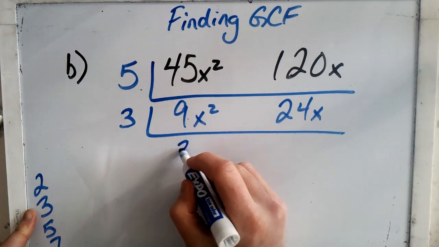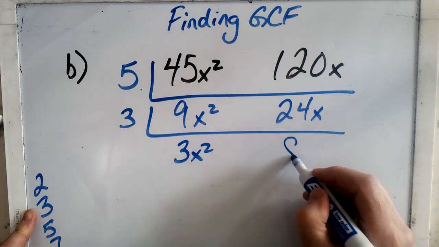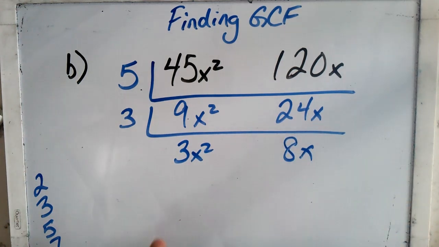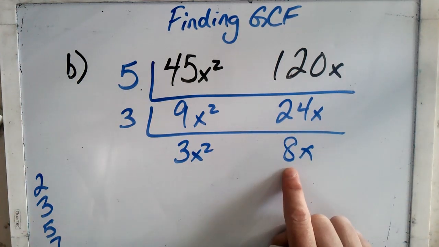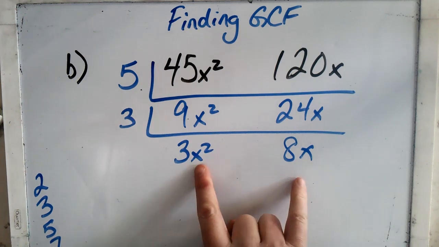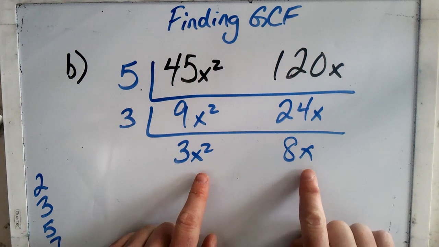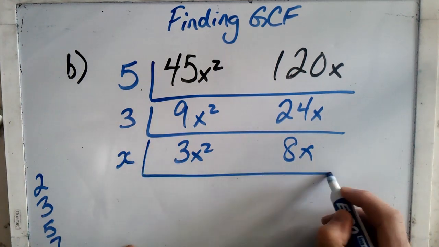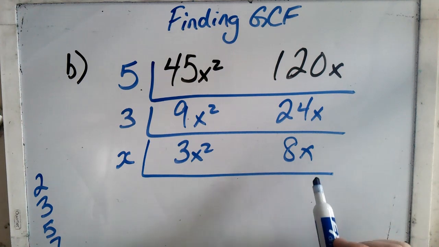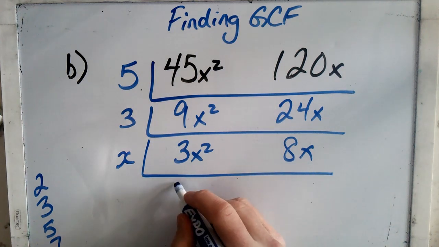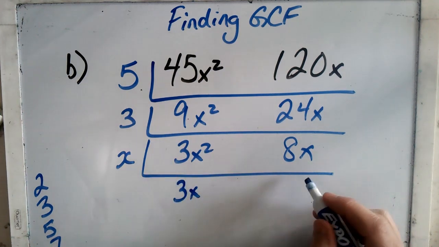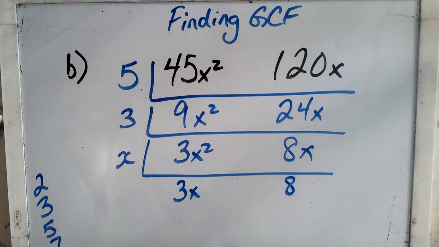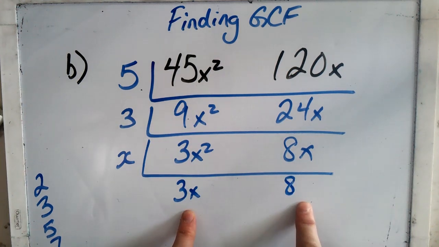9 divided by 3 is 3x squared, and we have 8x. And we reach a point, 3 and 8, nothing goes into both of them. So now we turn to the letters. We've got x squared and x. Notice that we can take out 1 from each one. We can't take more than 1 because this only has 1 to give. Divide both by x, so we lose 1 from each term.